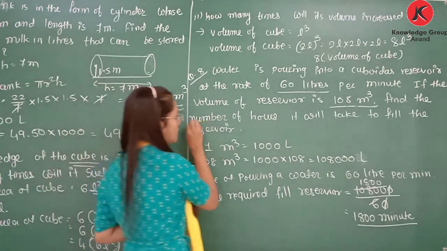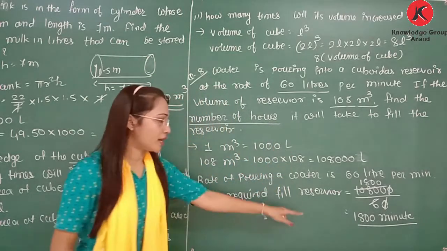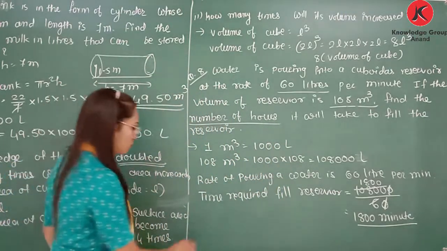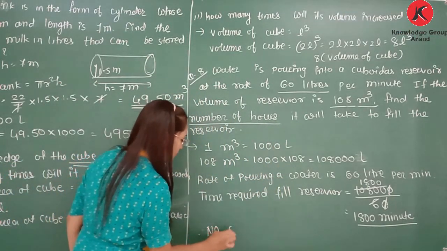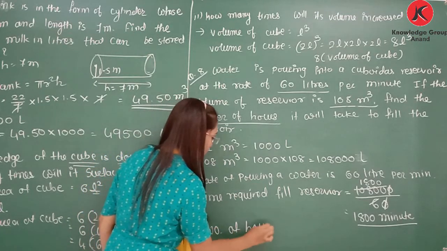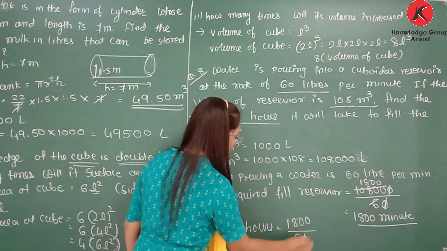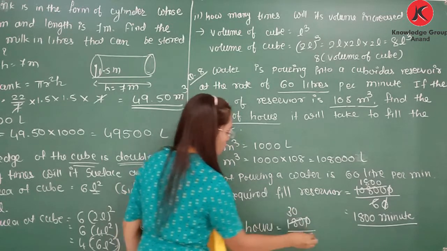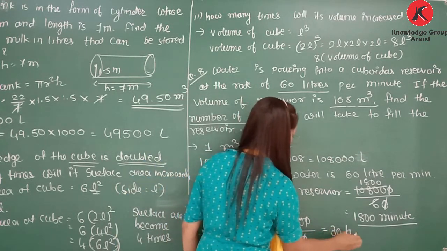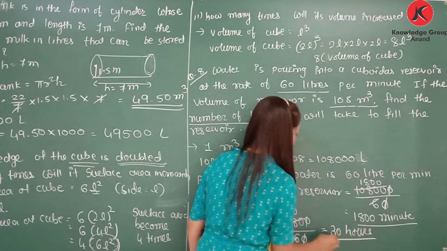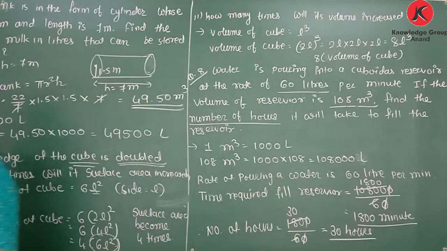But the question asks for the number of hours. So convert these minutes into hours. So number of hours is 1800 divided by 60. So it will take 30 hours to fill the reservoir.